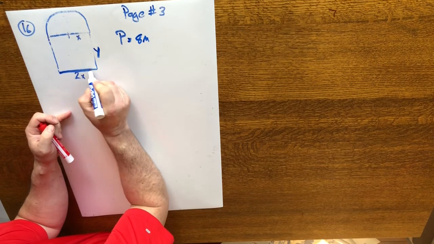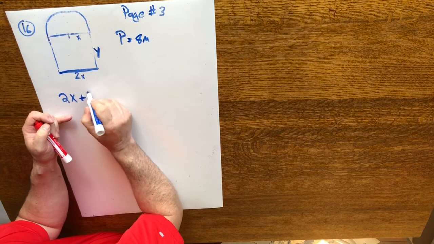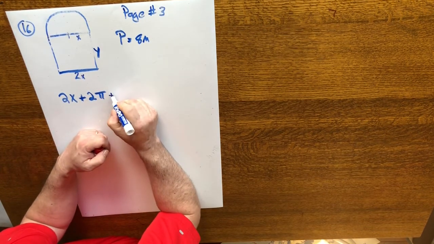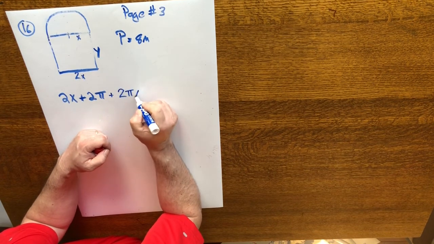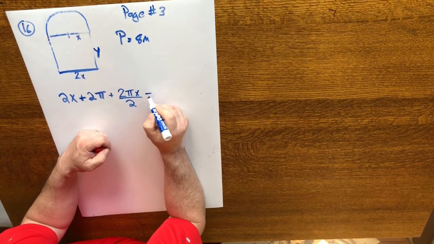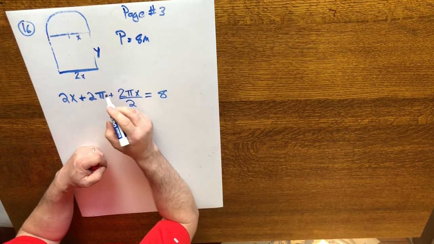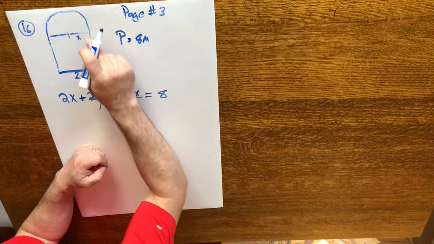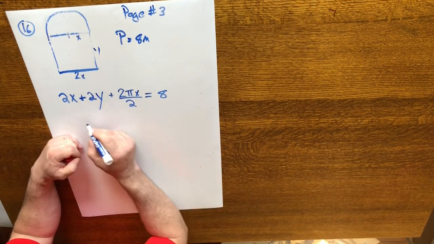So I'm going to add up all the outside edges to represent my perimeter. I'm going to have a 2x right here, and then I'm going to have 2 y's, and then I'm going to have the circumference of half of a circle. The circumference for a whole circle would be 2 pi r, or 2 pi x in this case, but I need to divide that by 2 because it's half of a circle, and that has to equal 8. This was supposed to be 2y, not 2 pi. There's a y and there's a y. So now we're going to solve this for y.